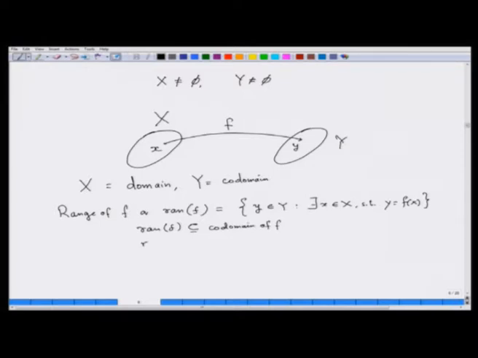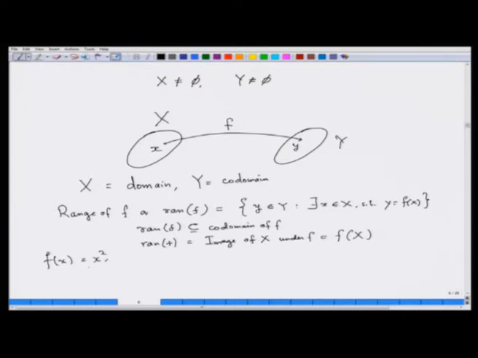So, range of f, also called the image of x under f. Sometimes people use the terminology f of capital X. I will give you an example of how these two are different. For example, I take again the standard function f x equal to x square.